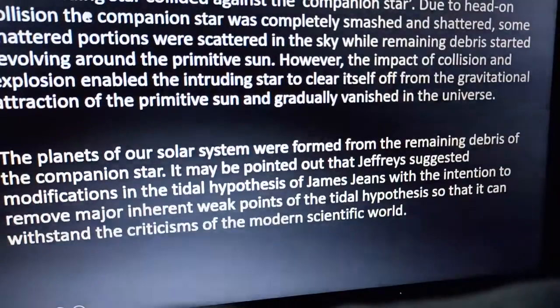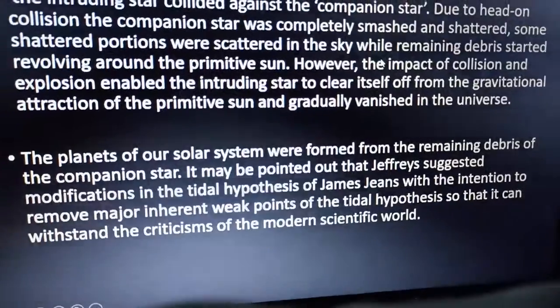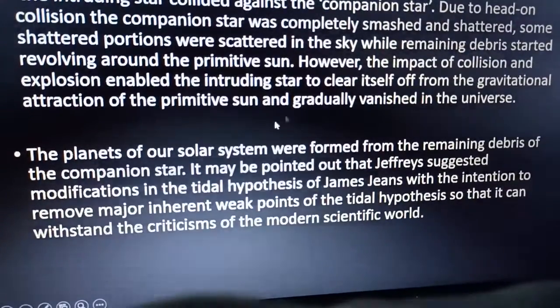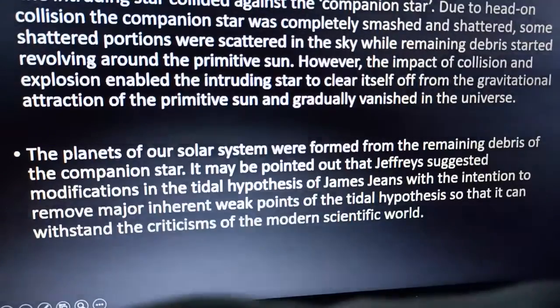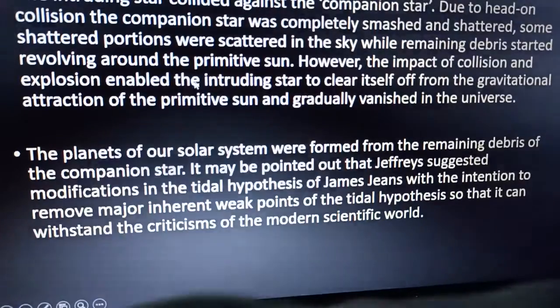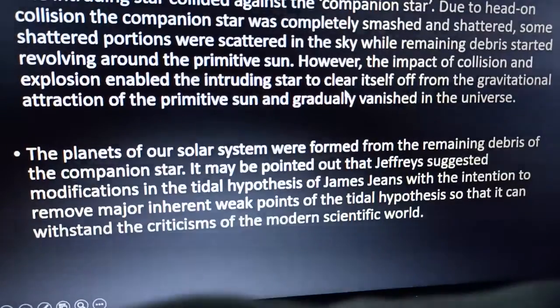So the intruding star collided against the companion star, and due to that, what happened? The companion star was completely smashed and shattered, and some of the shattered portions were scattered in the sky, while the remaining debris started to revolve around the primitive sun. However, the impact of the collision and the explosion enabled the intruding star to clear itself from the gravitational attraction of the primitive sun, and thus it gradually vanished in the universe.